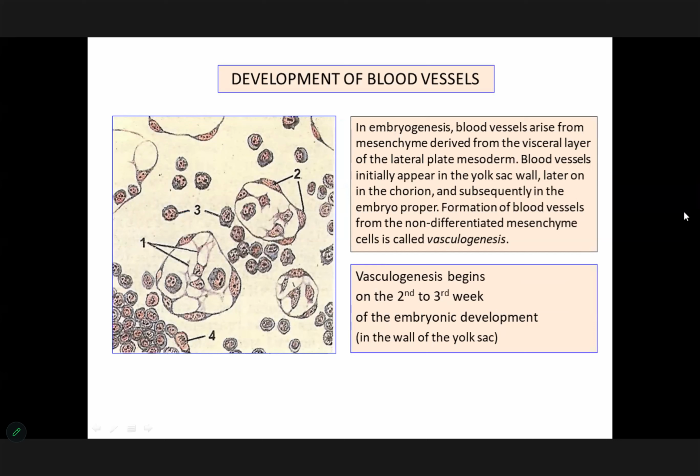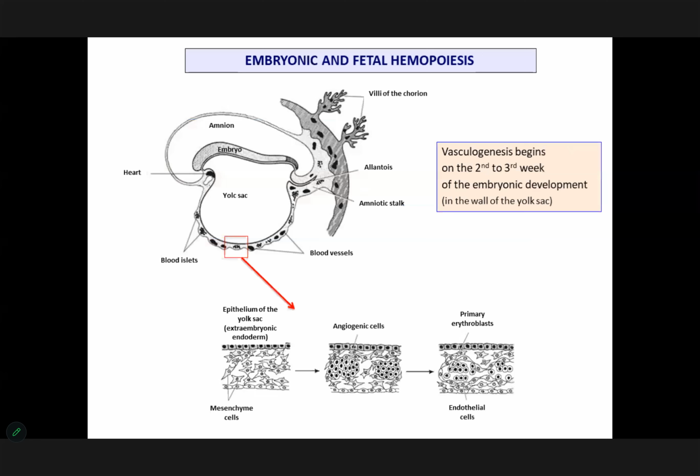In embryogenesis, blood vessels and also the cells of blood-formed elements arise from mesenchyme that derives from the visceral layer of lateral plate mesoderm. And the first blood vessels appear in the yolk sac. If you remember, what is it? This is the section through the embryo. Here is the embryo itself. The embryo is covered with amnion, and below the amnion, below the embryo, you can see the yolk sac.